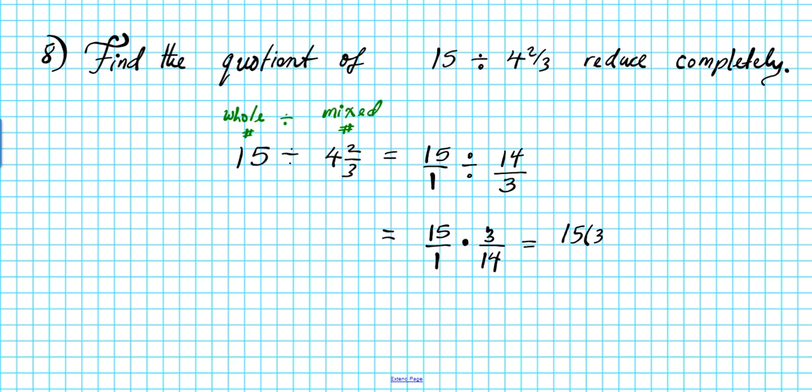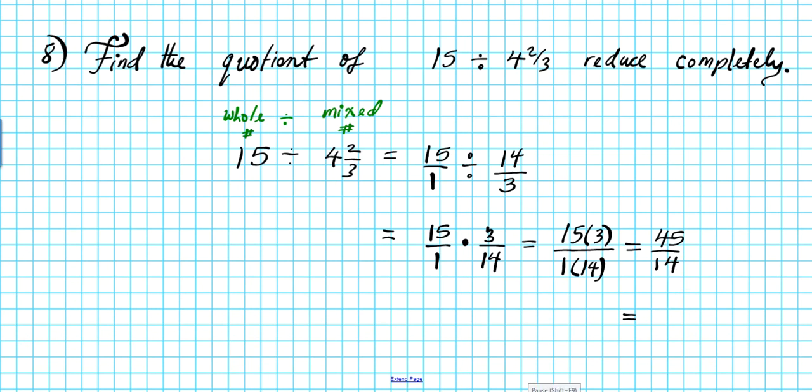15 times 3 divided by 1 times 14. That gives us 45 over 14. And in mixed number form, that can be written as, how many times does 14 go into 45?